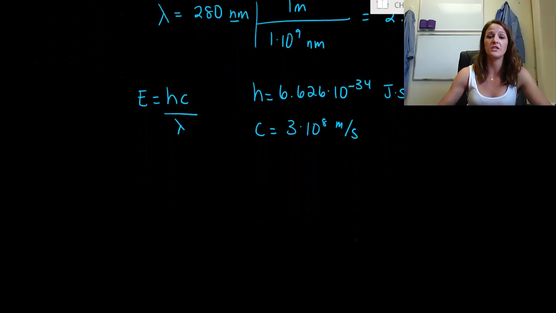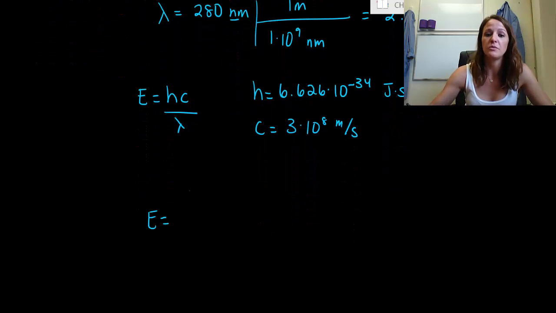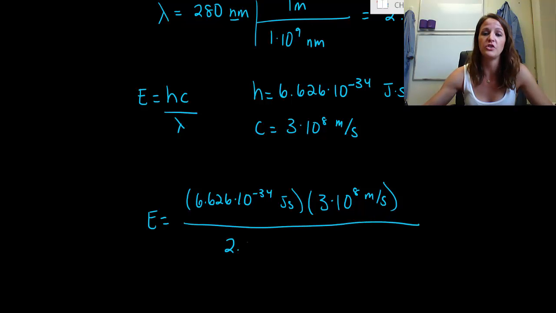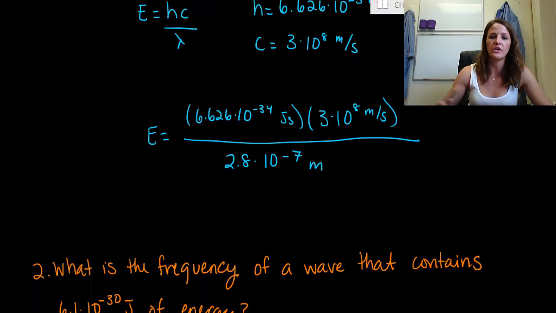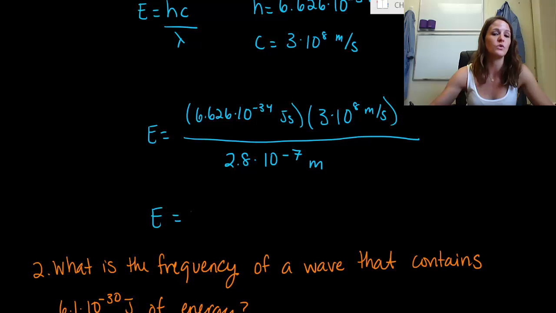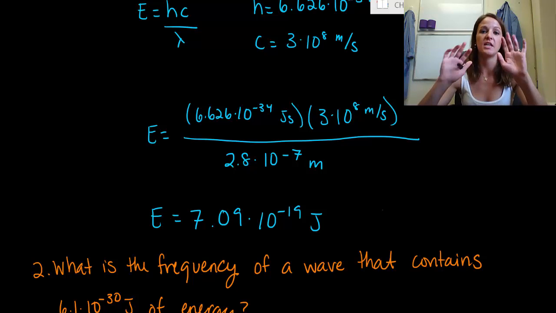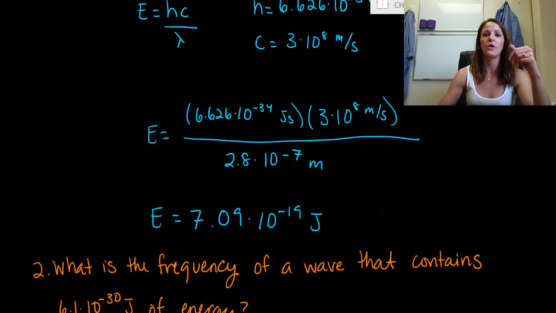Now all we have to do is plug it into this formula. So energy is equal to Planck's constant, 6.626 times 10 to the negative 34th joule seconds, times the speed of light, which is 3 times 10 to the 8th meters per second, all over our wavelength, which we previously calculated to be 2.8 times 10 to the negative 7 meters. If you plug this into your calculator properly, you end up with an energy equal to 7.09 times 10 to the negative 19 joules. Okay, that's how you should do that problem. If that doesn't make sense, pause for a second and go back through it and make sure you can do that again. Otherwise, let's go ahead and move forward.